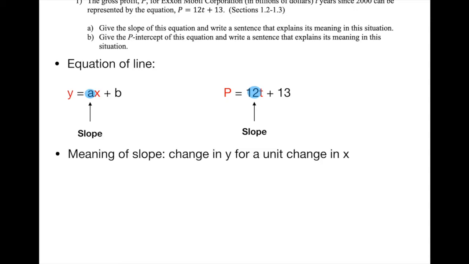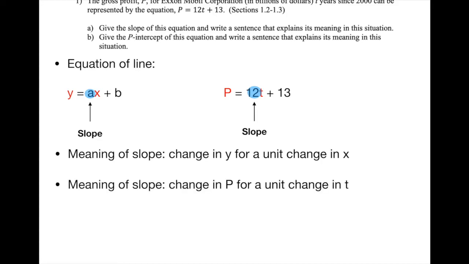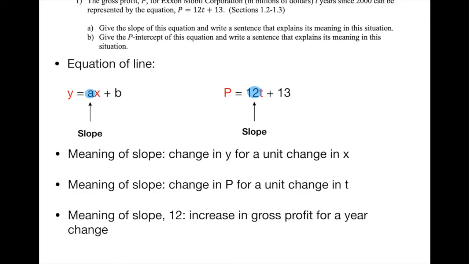For y equal to ax plus b, the meaning should be the change in y for a unit change in x. In this case, it should be the change in p for a unit change in t. And we know that it's 12, which is positive. So that means this change is actually an increase. So that will be increase in what P is. P, if you look at the question, it is a gross profit for this company. So that's 12, which the slope is increasing gross profit for a unit change in T.